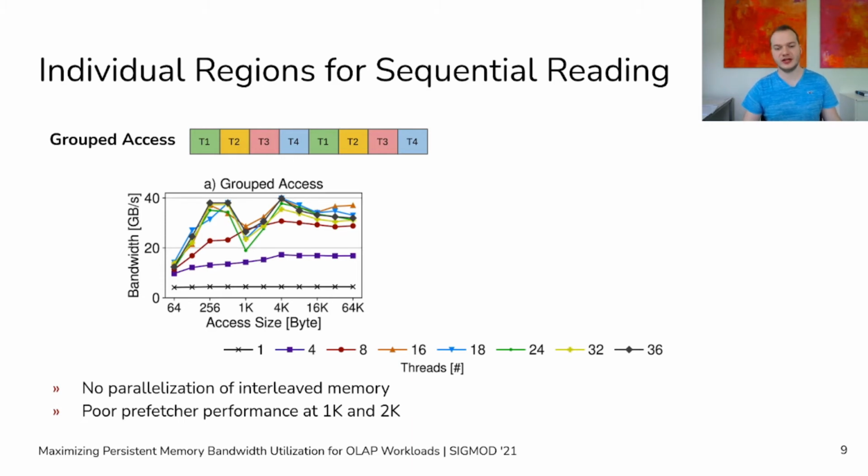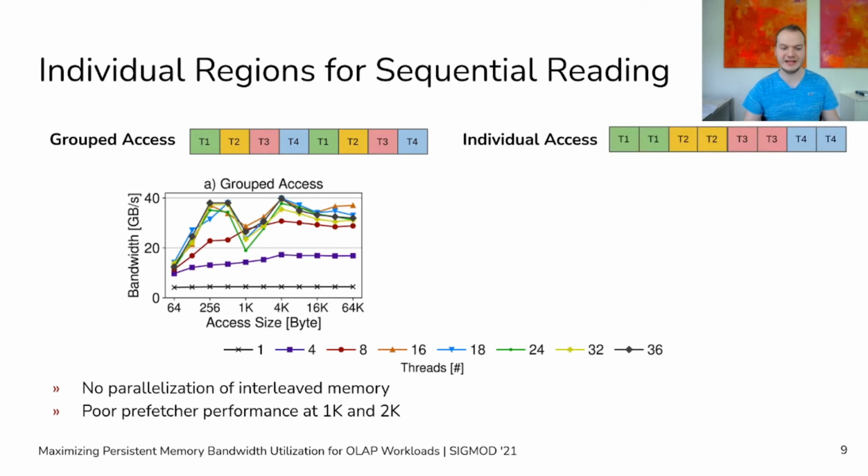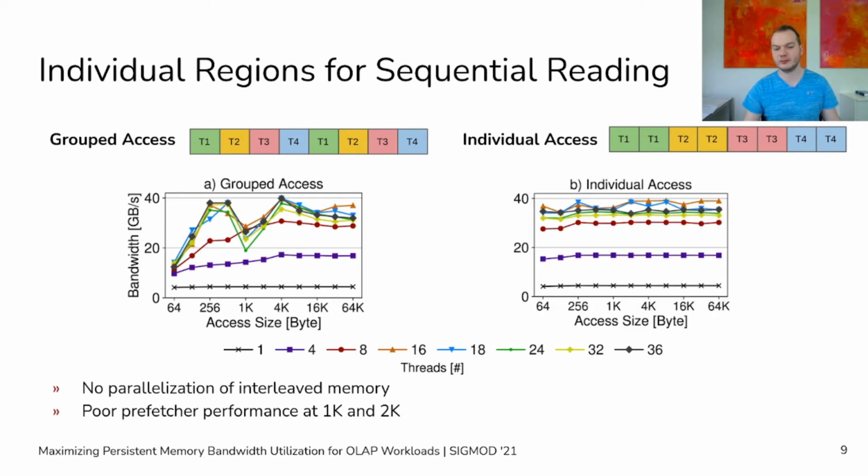Now let's have a look at the second access pattern, individual access. Here, each thread reads a continuous memory region. The first thread reads the first quarter of the total memory, the second thread the second quarter, and so on up to the fourth thread reading the last quarter. Again, we see the graph with the same parameters and the same labeling.